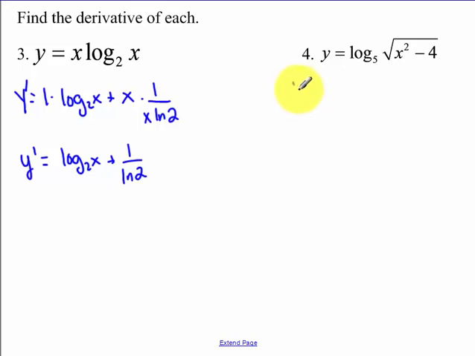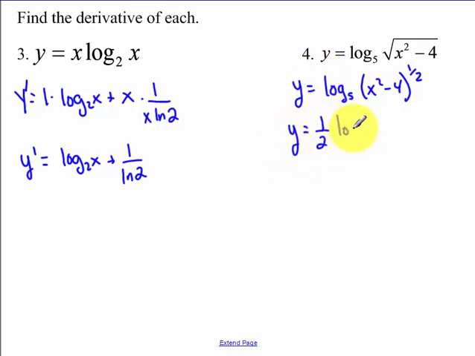Now here, I recommend you rewrite this one as x squared minus 4 to the 1/2 power. Bring the 1/2 down in front. I'm not taking the derivative yet. Since I have a logarithm that has a power, I can bring that down in front. And now we can take our derivative.